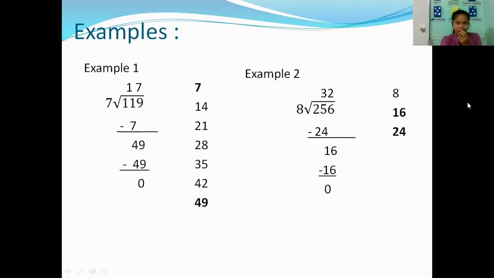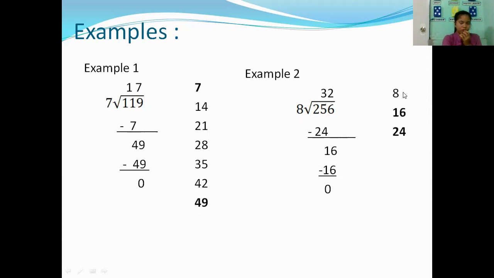Okay, next example, we have 256 divided by 8. So again, let us focus on our first digit, 2. 2 is less than 8, so it cannot be. So let us use the two-digit number, 25. So 25 divided by 8.